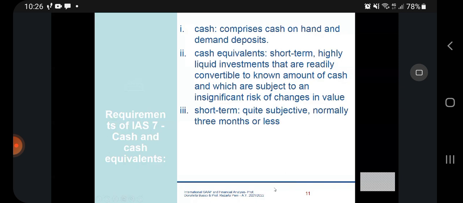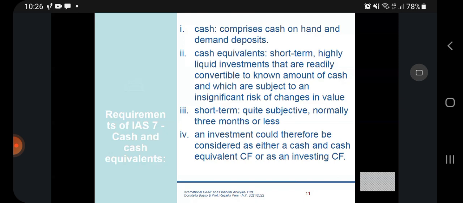Another thing is that usually cash and cash equivalents are very short term, and when we say very short term, they are up to 3 months or less. Anything above 3 months, a deposit for 6 months for example, is usually not a cash equivalent.